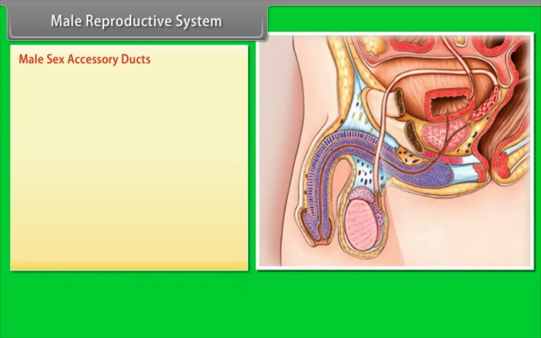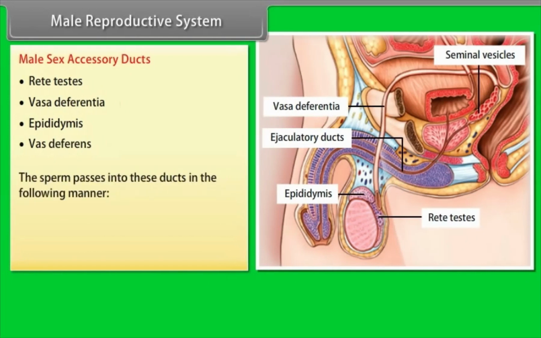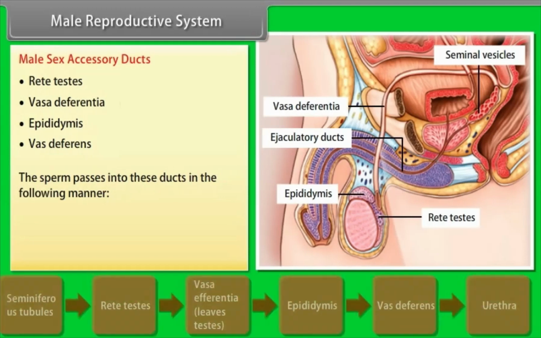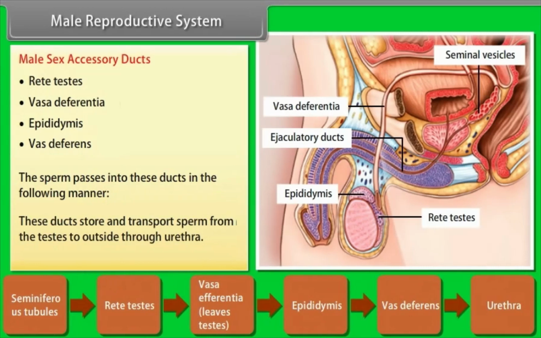Male sex accessory ducts: rete testis, vasa efferentia, epididymis, vas deferens. The sperm passes into these ducts in the following manner: seminiferous tubules, rete testis, vasa efferentia, epididymis, vas deferens, urethra. These ducts store and transport sperm from the testes to outside through the urethra.